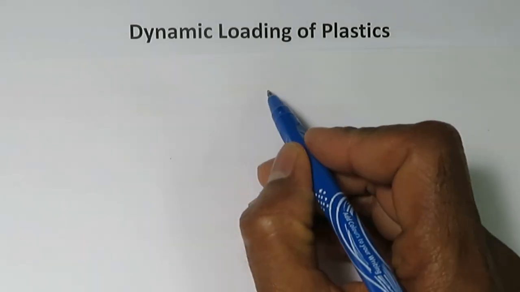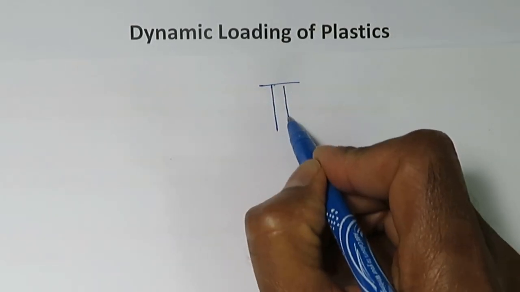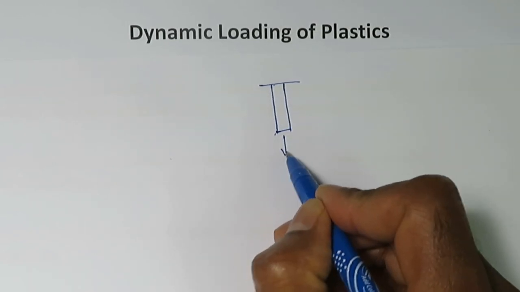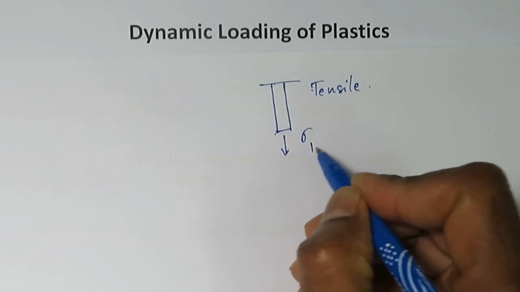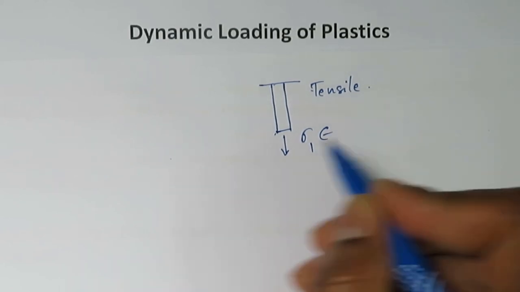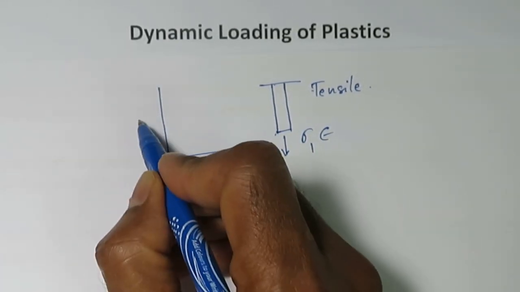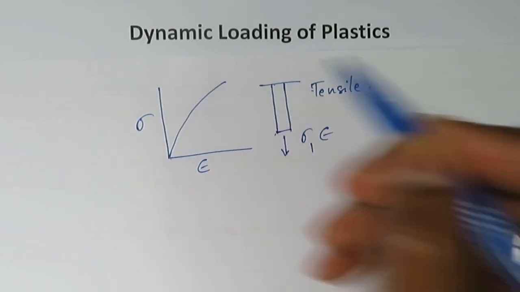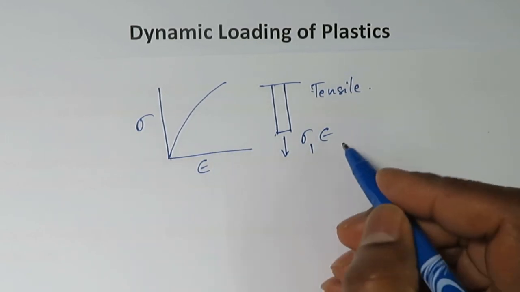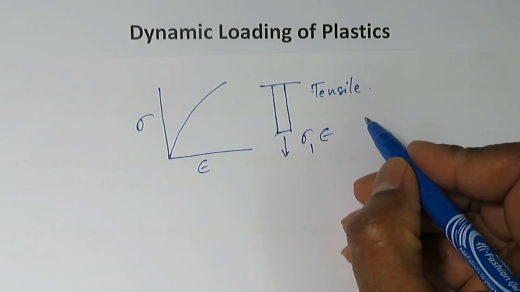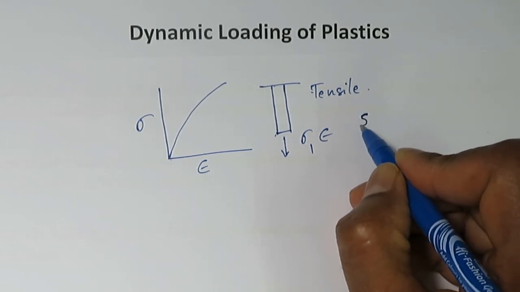Dynamic loading of plastics. So far we have studied stress strain curve or simple loading, where we load a specimen, for example in tensile loading, and we apply some stress and we measure strain. So we can find out stress strain relationship, something like this. So this is a normal stress strain behavior. So here we apply stress, but this application of stress is at a slower rate.